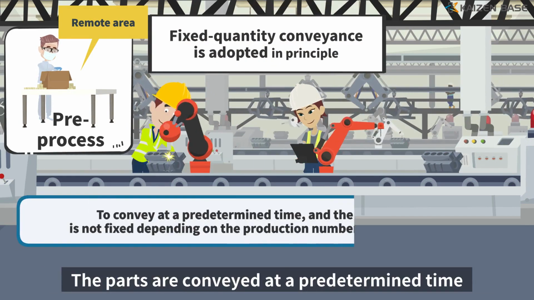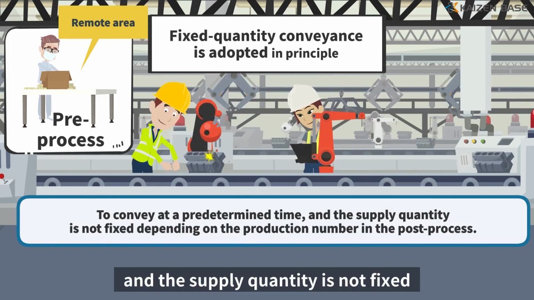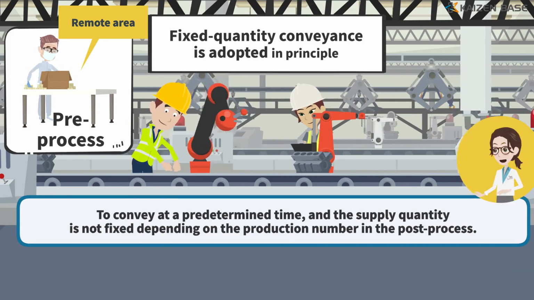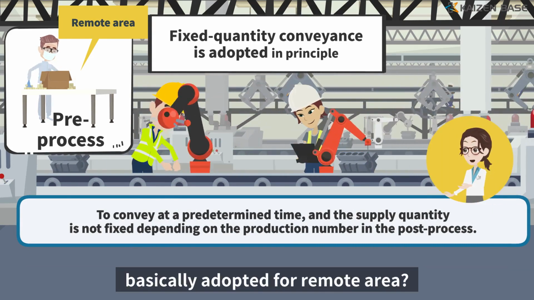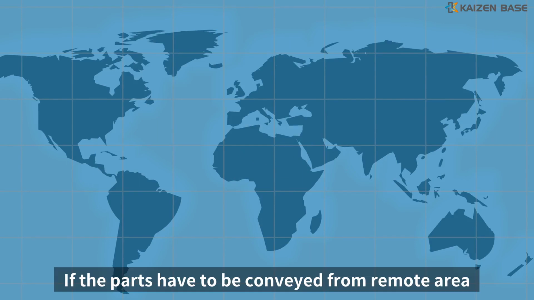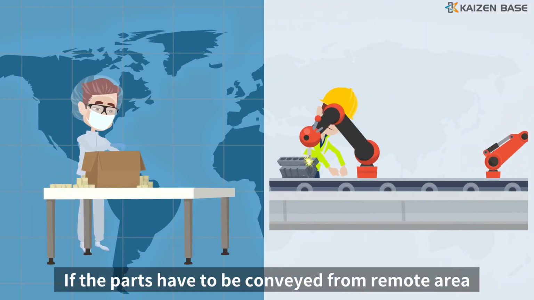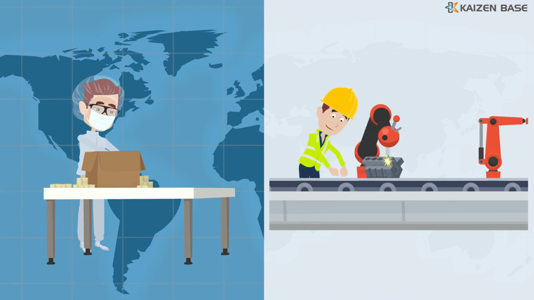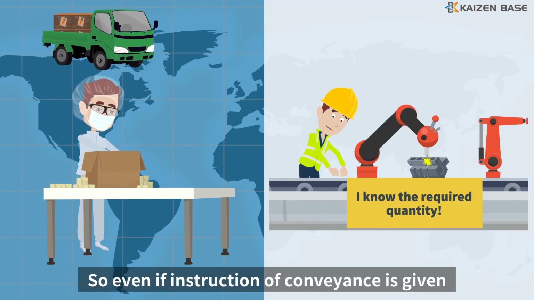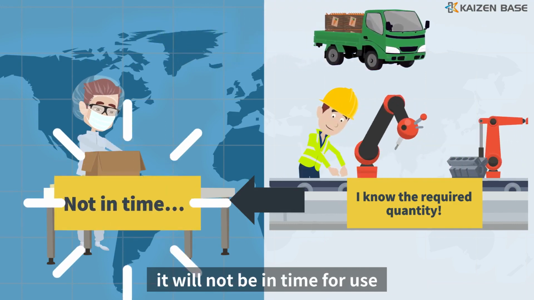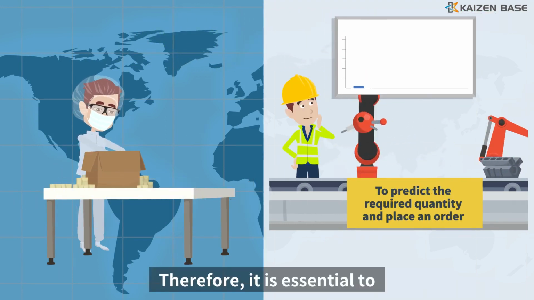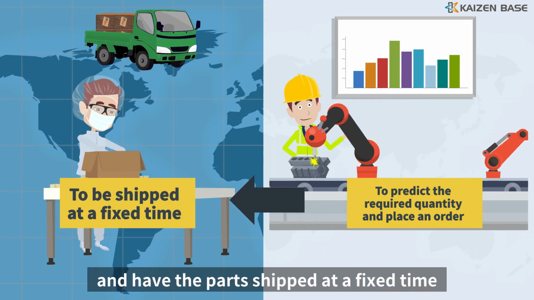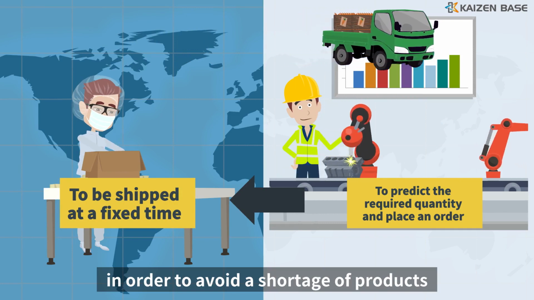The parts are conveyed at a predetermined time, and the supply quantity is not fixed depending on the production number in the post-process. Why is fixed time conveyance basically adopted for remote area? If the parts have to be conveyed from remote area, it will take time to arrive and it will be essential to make an early start. So even if instruction of conveyance is given when the required quantity is known, it will not be in time for use. Therefore, it is essential to predict the required quantity in advance and have the parts shipped at a fixed time in order to avoid a shortage of products.